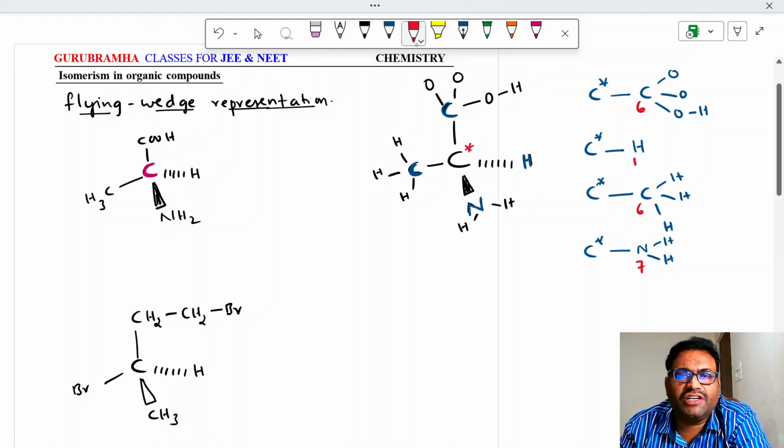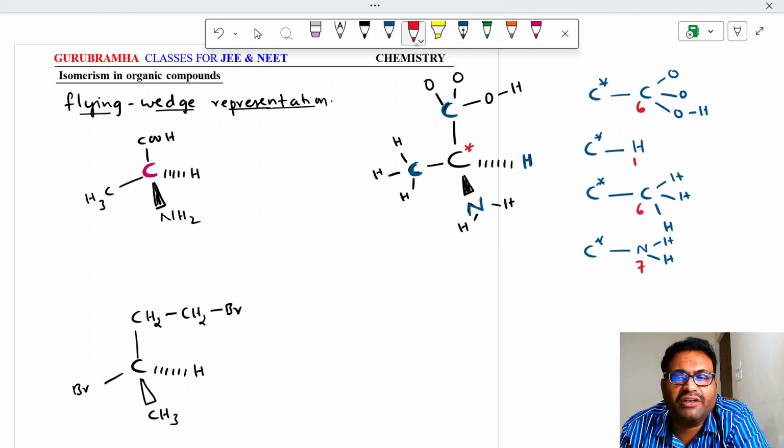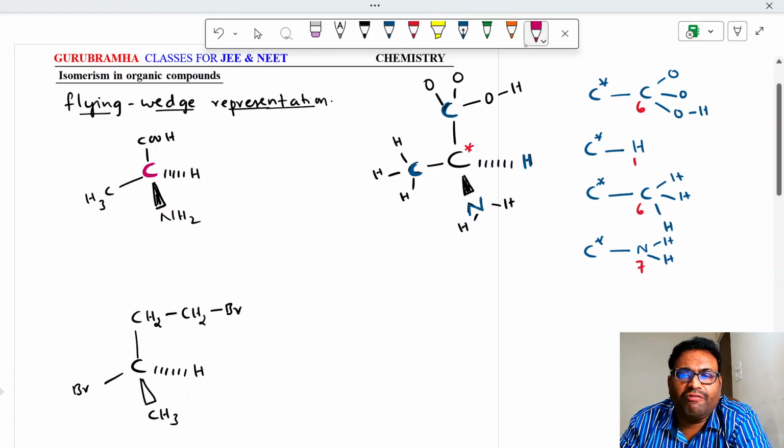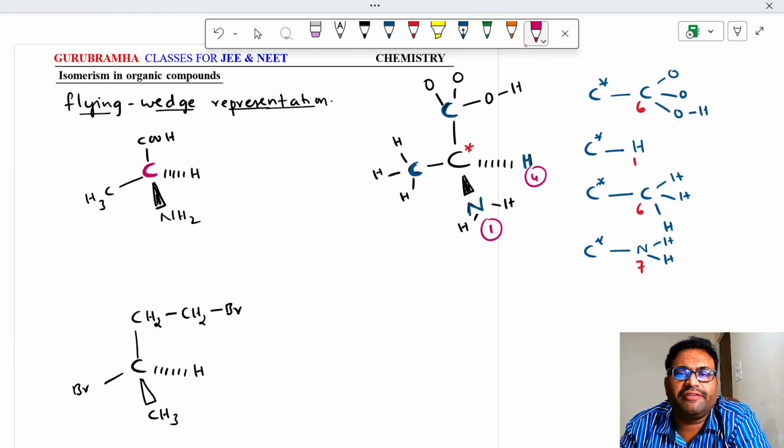So what is the first rule? We have to check the atomic numbers of the atoms which are directly attached to the chiral carbon. Which has the highest atomic number? Nitrogen has the highest atomic number. So you have to give priority 1 to NH2. The higher the atomic number of the atom directly attached to the carbon, the higher its priority. So priority 1 is given to NH2, and hydrogen has the least atomic number, so 4 is given to hydrogen, the least priority.